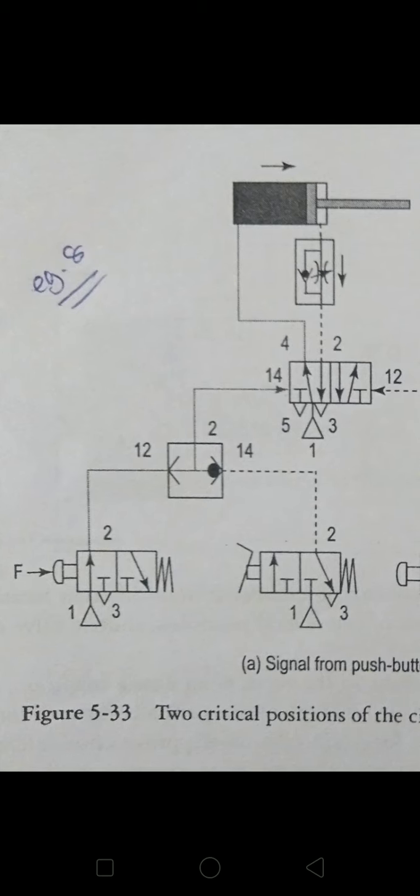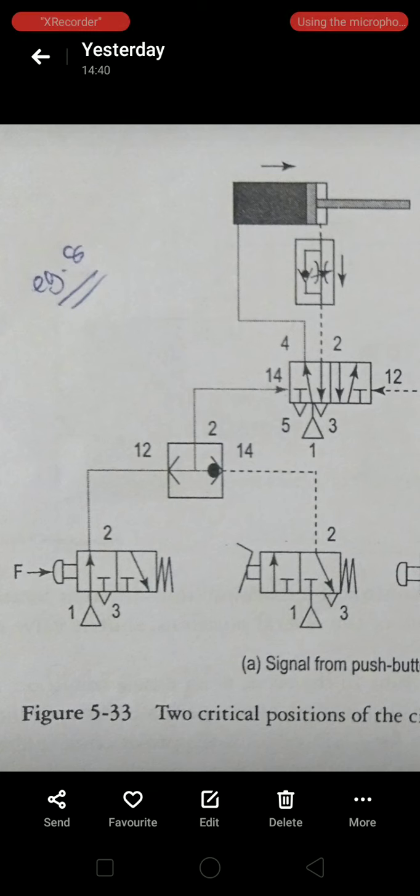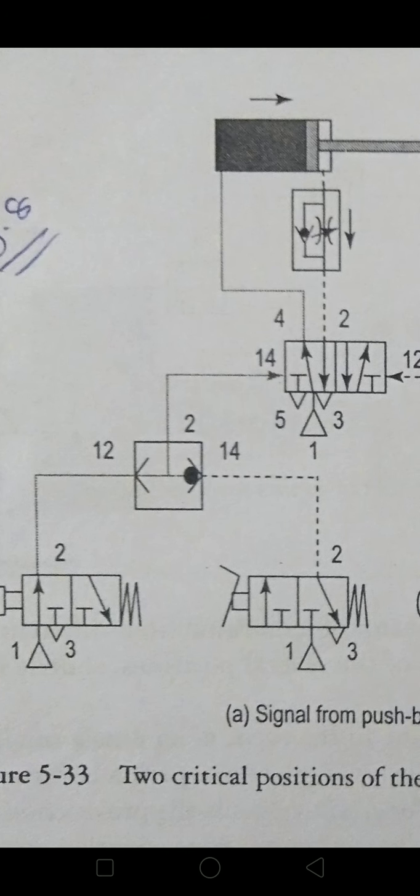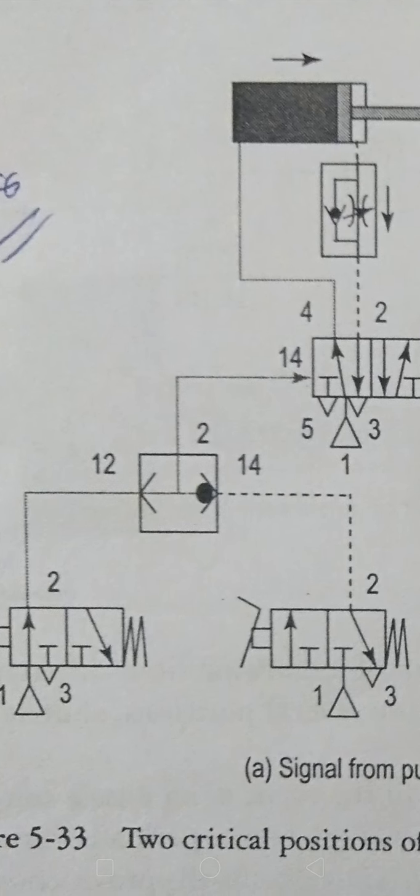Now when you are pressing this push button, 1 is connected to 2 at port 12 of the shuttle valve, and from 12 it is getting signal output at 2, right? And this 2 is connected to the pilot port 14.